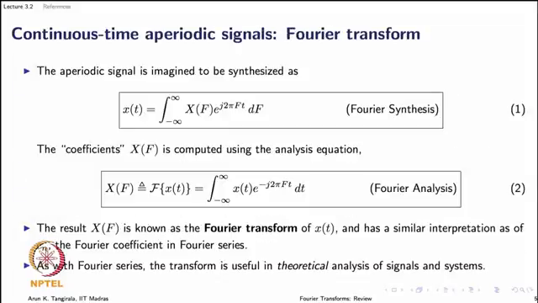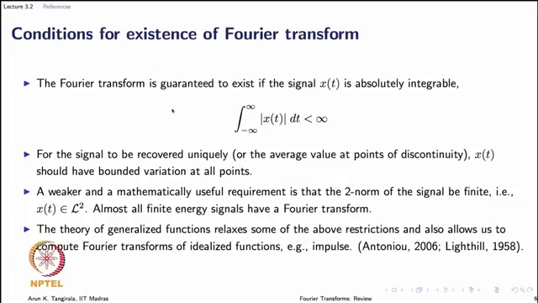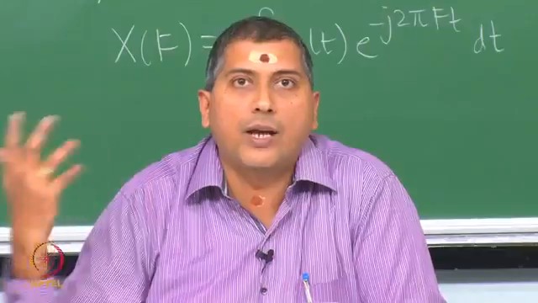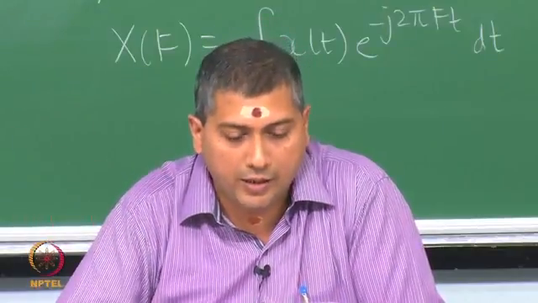Also, it is important to ask when this integral converges and whether it converges to x of t. Both are tied together, and the common requirement is that the signal be absolutely integrable for the integral to converge, and for the signal to be recovered uniquely, x of t should have bounded variation. That means it should not have infinite amplitudes at any point in its existence.